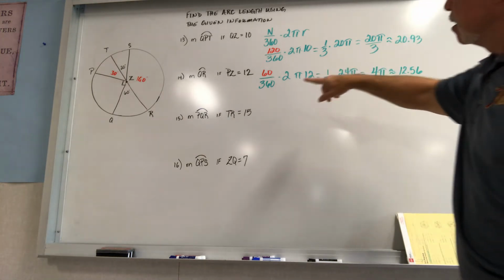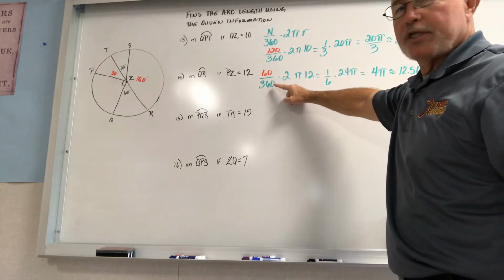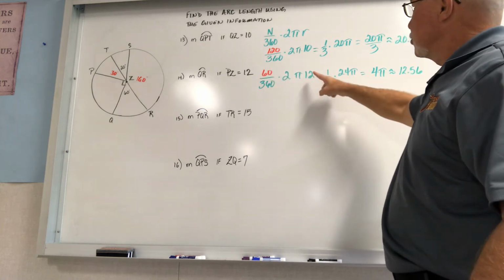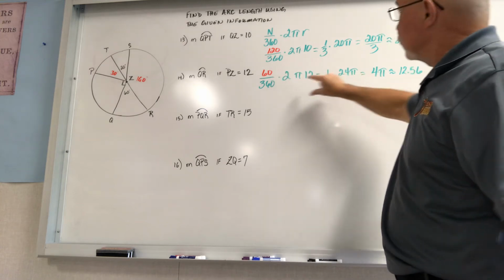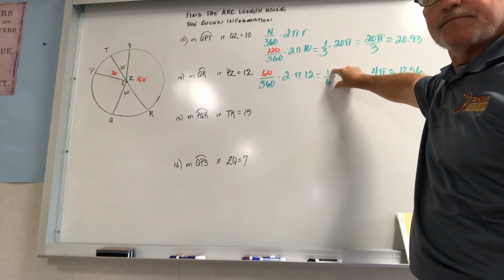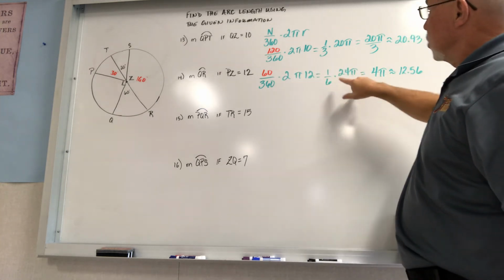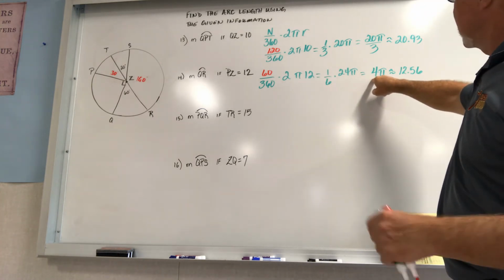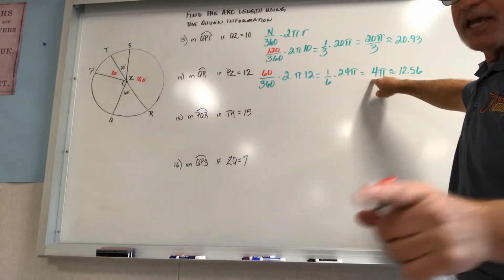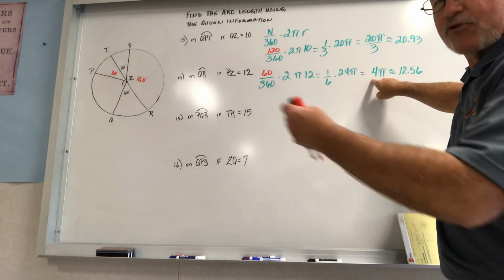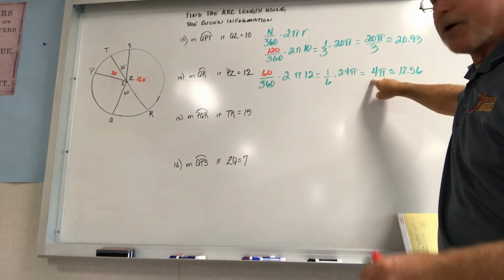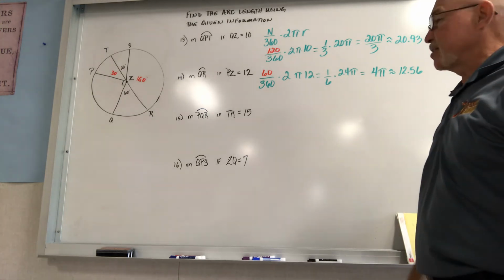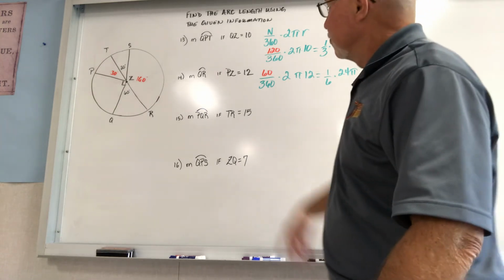60 over 360 times 2 times pi times 12. 60 over 360 is 1/6. 2 times 12, 24 pi. I simplified that to 4 pi. 4 pi is an answer. If you are asked to find it to tenths or hundredths, you know you have to multiply by pi. Gets us to approximately 12.56. That's what we're dealing with.